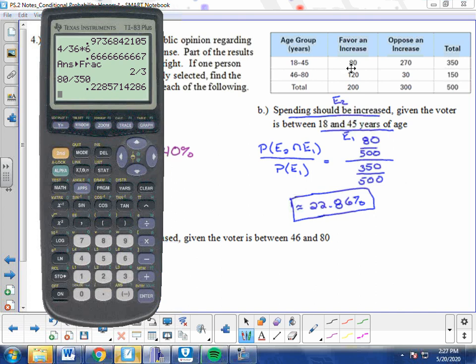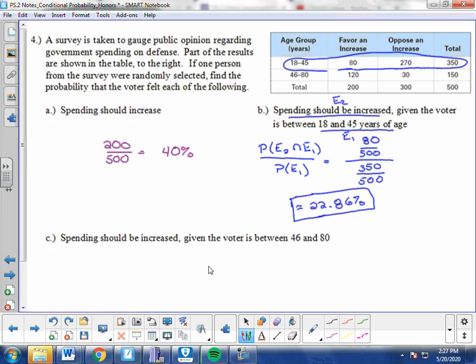Another way to find this is just using the table here. So you could take the probability and use the statement here to focus on only this portion of the table and realize that it would be 80 out of 350 to give you 22.86%. So you can come to this 80 out of 350 without using the formula in this case because of the information that was given to you. So let's go ahead and use that shortcut in C. Again, this is based purely on the information.